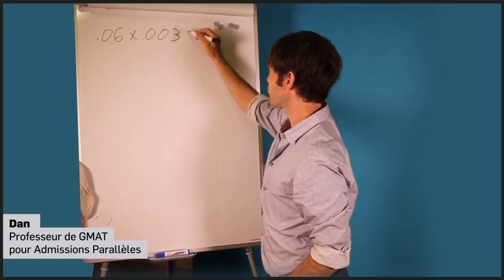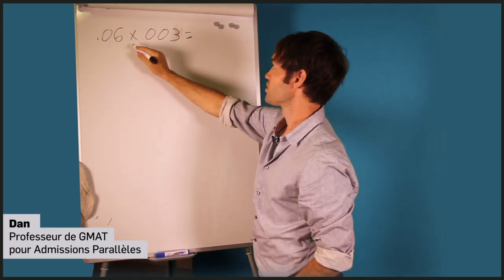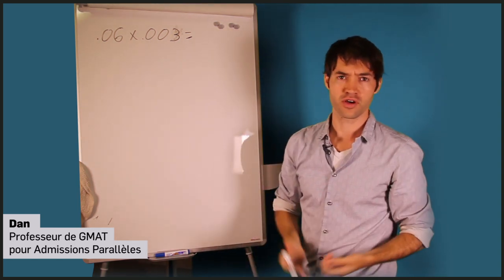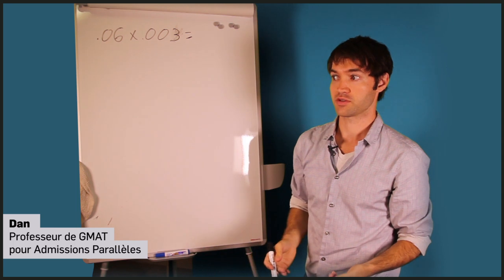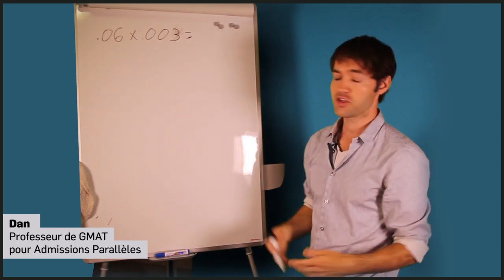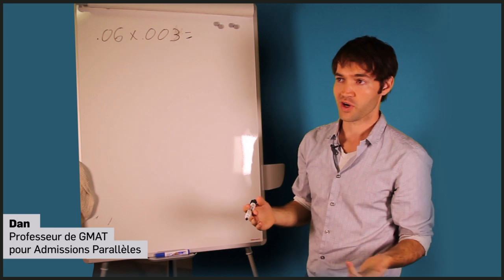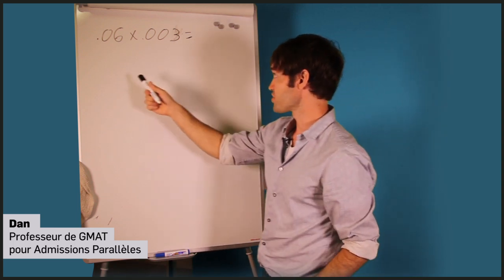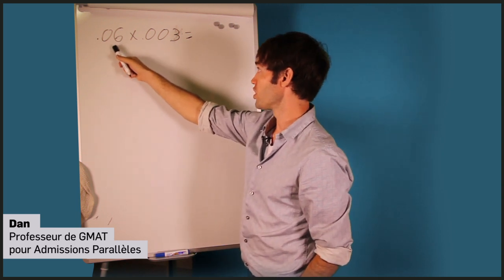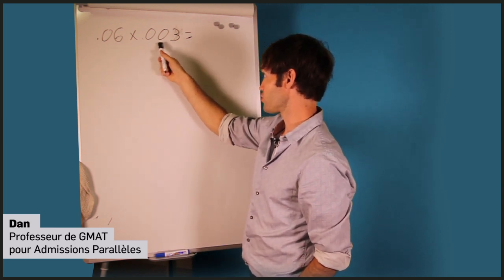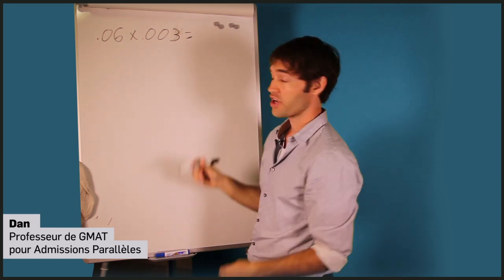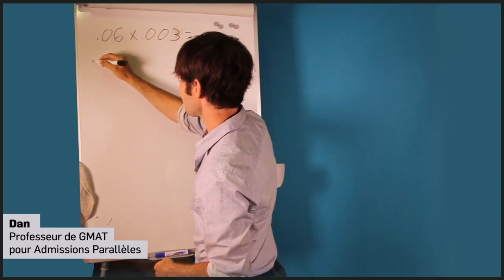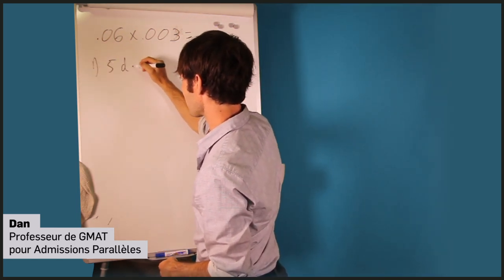Okay, so if we have 0.06 times 0.003. Now, I know what a lot of you are thinking, oh, that's super easy. Or some other people are like, oh man, I don't really remember how to do that. Either way, not too big a deal. And you should still watch because you're probably going to learn something. So when you do this, you count the number of decimals: 1, 2, and then here we have another 1, 2, 3 decimals. So our answer has to have 5 decimals. So that's step 1, we've got 5 decimals.